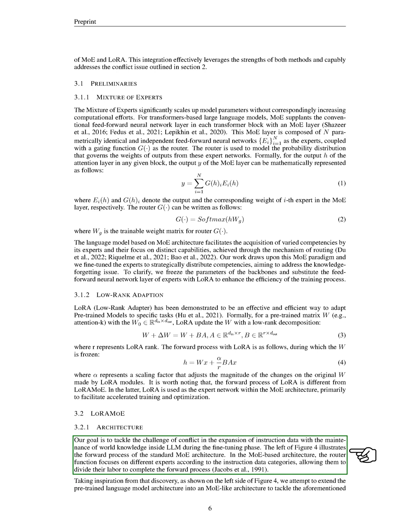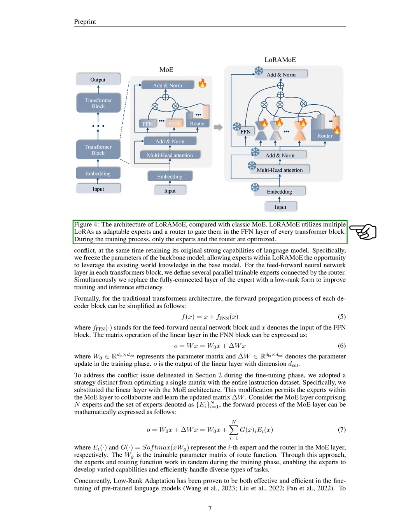We freeze the parameters of the backbone model, allowing experts within LoRAMoE to leverage the existing world knowledge in the base model. For the feed-forward neural network layer in each transformer block, we define several parallel trainable experts connected by the router. At the same time, we replace the fully connected layer of the expert with a low-rank form to improve training and inference efficiency.